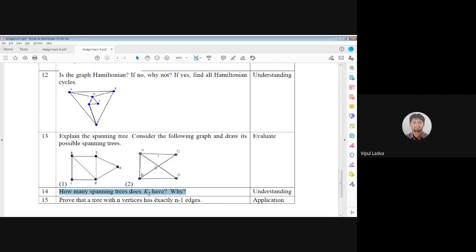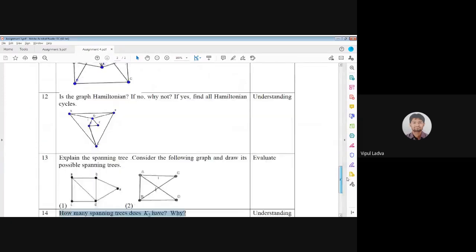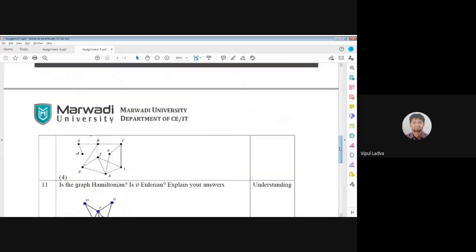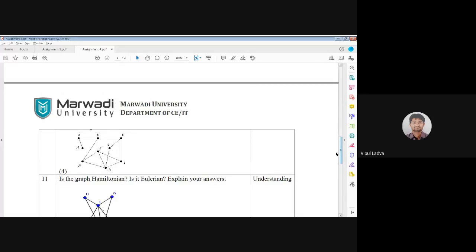Now, we are not supposed to draw all that. We are just supposed to give that number, 7 raised to 7 minus 2, that means 7 raised to 5. Why? Because using that formula, we know that for the complete graph Kn, the number of spanning trees is n raised to n minus 2. So this is all about assignment number 4. First of all, you need to complete the remaining questions in your lab book, in your own writing.